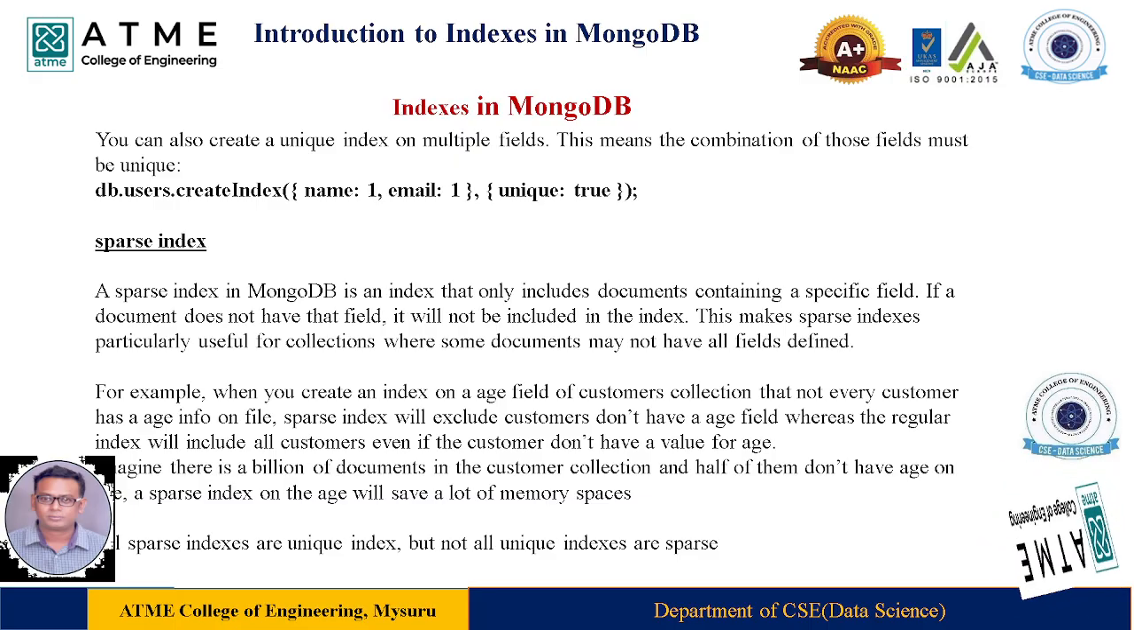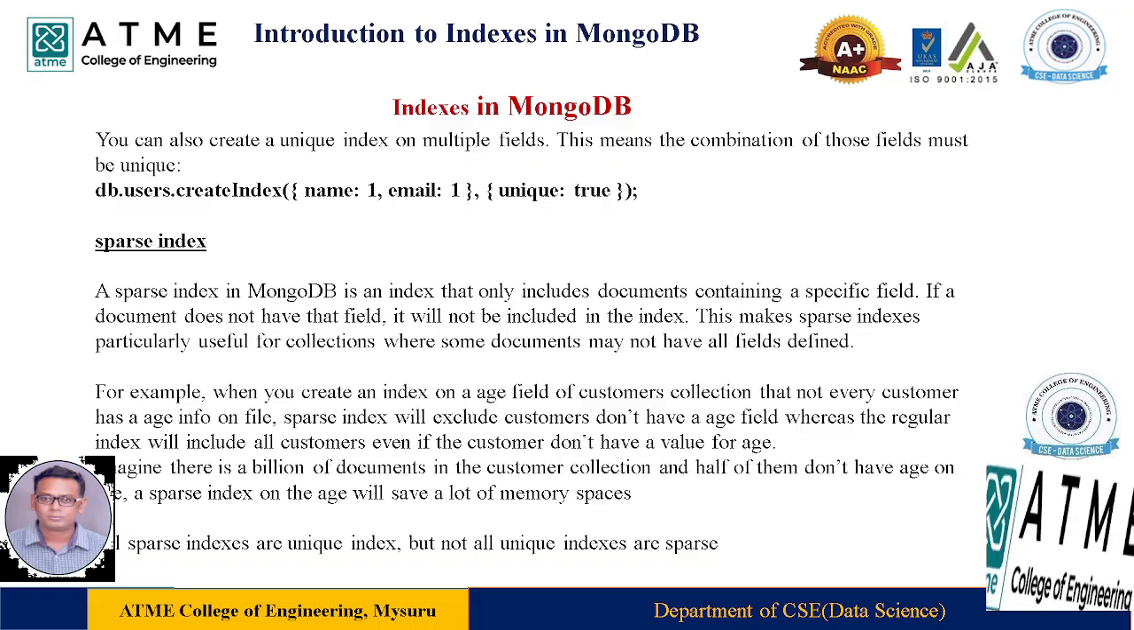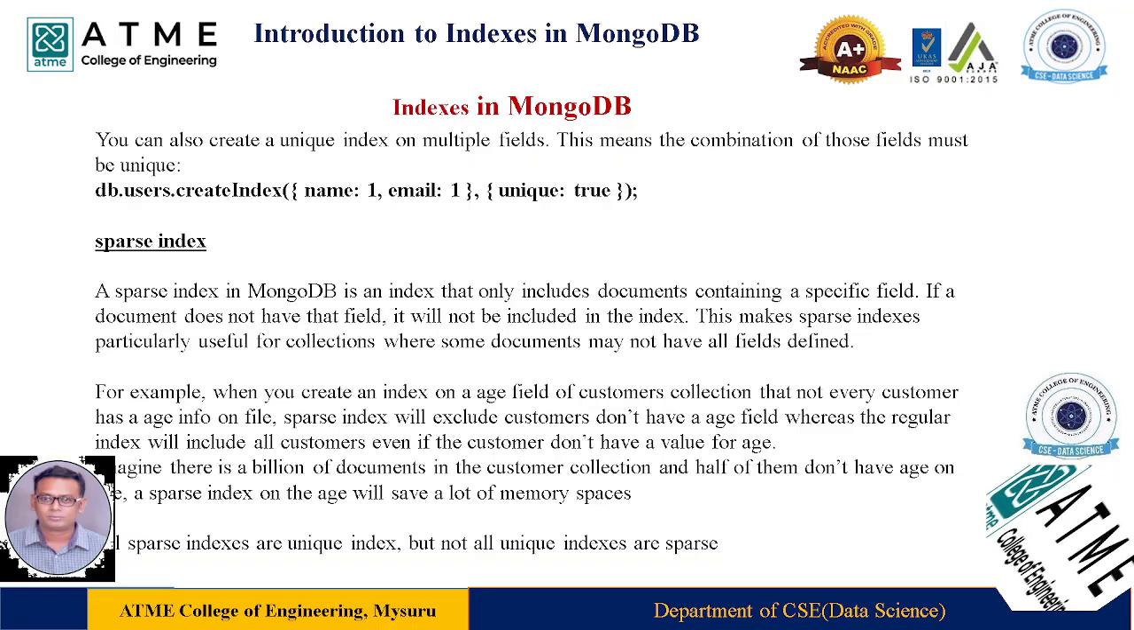For example, when you create an index on the age field of a customers collection, not every customer will have age information on file. Some customers may have age, some customers may not have this field. So a sparse index will exclude those customers who don't have the age field, whereas a regular index will include all the customers even if the customer doesn't have a value for age. So a sparse index will create an index on the field only if it exists.